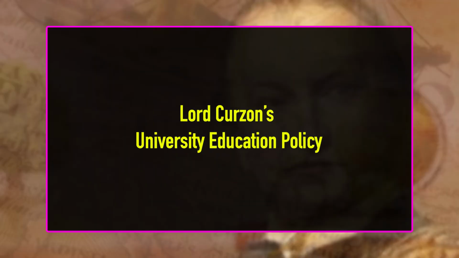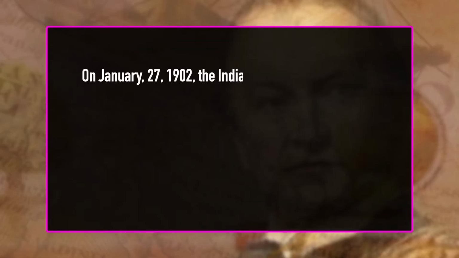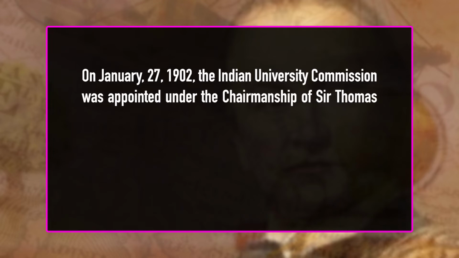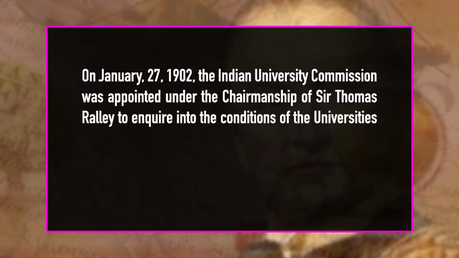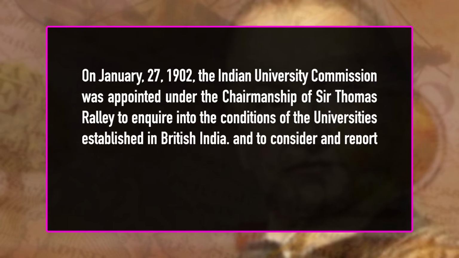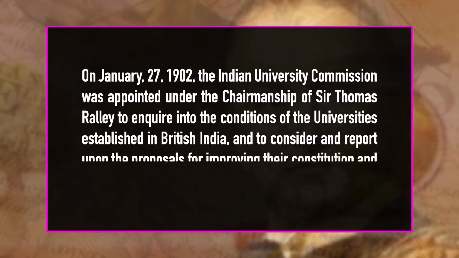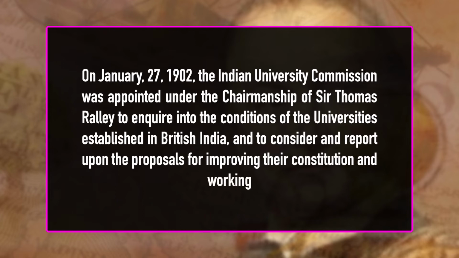Now let us discuss Curzon's university education policy. Lord Curzon was the first person to appoint a commission on university education. On January 27, 1902, the Indian University Commission was appointed under the chairmanship of Sir Thomas Raleigh to inquire into the conditions of the universities established in British India and to consider and report upon the proposals for improving their constitution and working.